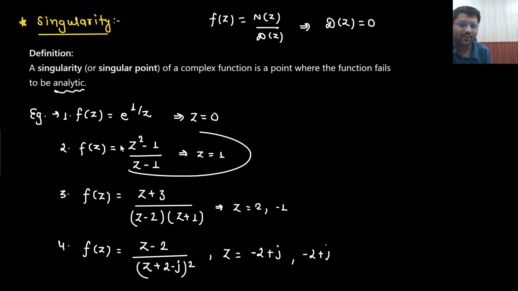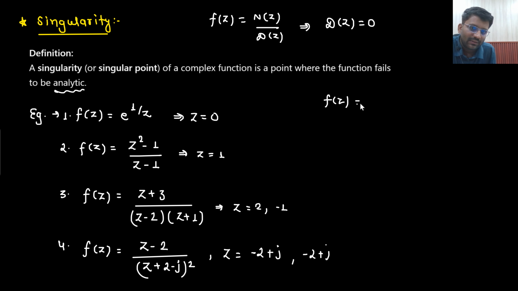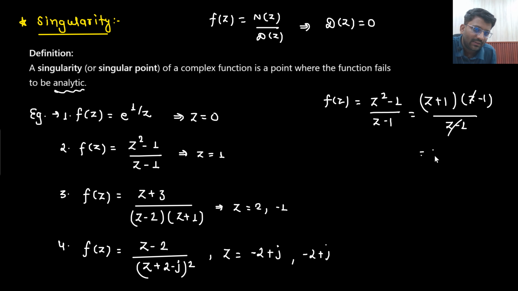Now someone would have a doubt here that sir, your f of z was z square minus 1 upon z minus 1, which would be equal to z plus 1 upon z minus 1, a square minus b square divided by z minus 1. So sir, I will cancel this. That would be equal to z plus 1. So sir, here what I can see is that z equals 1 is not a problem for me, because at z equals 1, f of 1 I am getting 2.